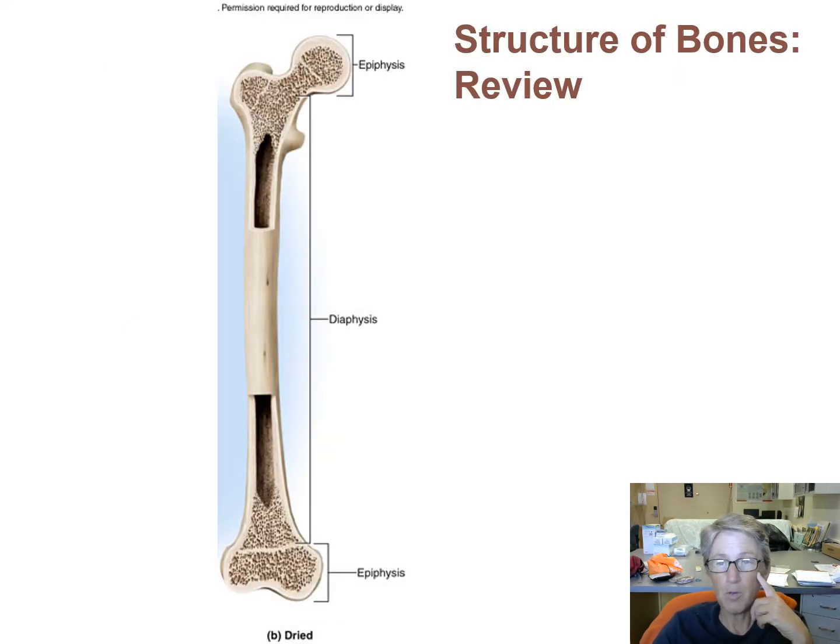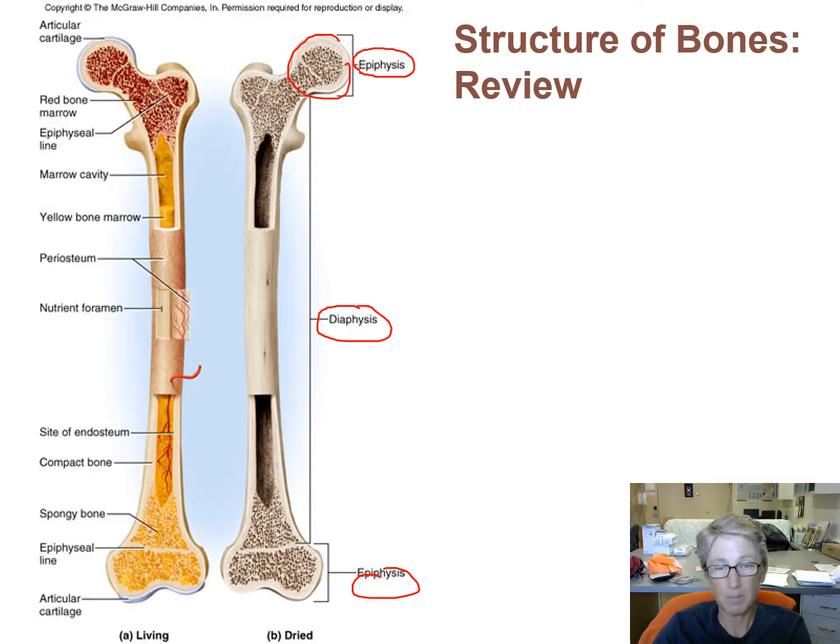So this is just a review of the structure of bones. Remember, this is a long bone. And so at the ends of long bones, you have these structures called epiphyses. So there's an epiphysis here and an epiphysis here. And then between the two epiphyses of a long bone, you have that middle portion, or the diaphysis, or you could say it a lot of different ways. So the epiphysis and the diaphysis.